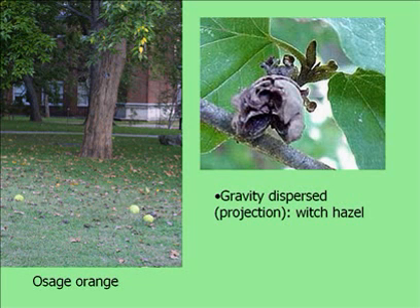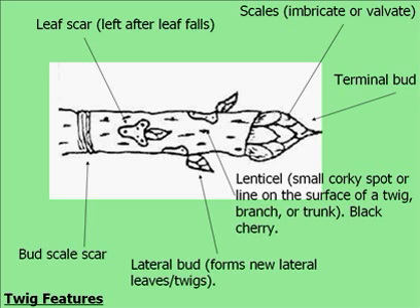And finally, here are just some features of a twig that you need to become familiar with. When you look at a twig, especially in the winter, you'll notice a number of different features. You'll see a leaf scar, which is left after the leaf falls. The terminal bud you'll find at the very end of the twig. The terminal bud will typically be covered by imbricate scales, which are platy, shingle-like scales, or valvate scales, which look like a duck's bill that close around the bud.